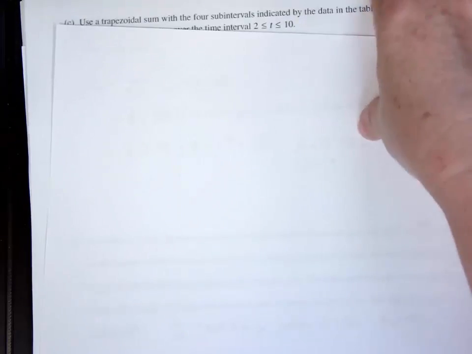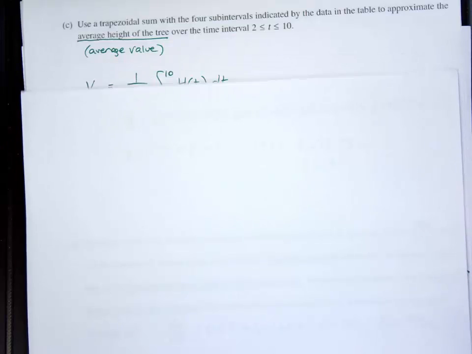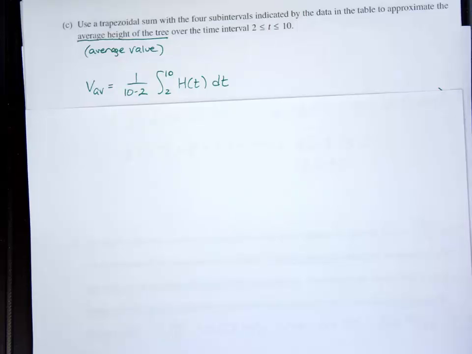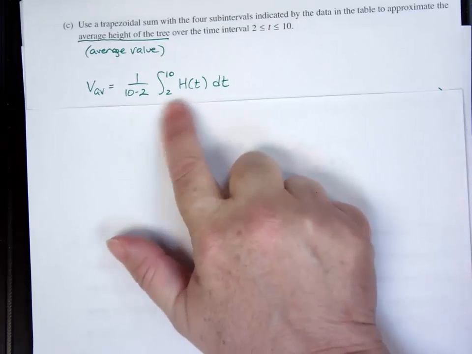So letter C says, use a trapezoidal sum with 4 subintervals indicated by the data in the table to approximate the average height of the tree. Average height. The equation is defined as height. Average height means average value. So we're not just finding the height of the tree, we're finding the average height of the tree. So that means we have to use the formula 1 over b minus a, integral from a to b of h of t dt. Now the trapezoid is estimating this.